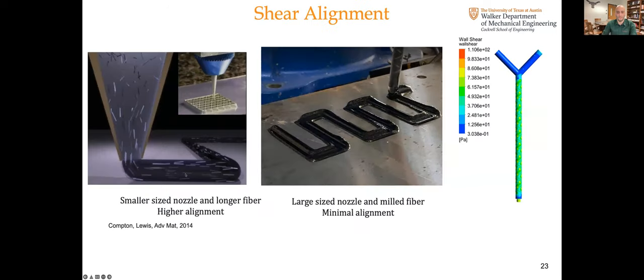So we looked at a much larger section, I'll show you. The reason this all happens is that our nozzle diameter is really large. So when we print these large parts, we don't get that much shear alignment in that nozzle. Whereas if you use a narrower nozzle, then if the fiber length is comparable to the diameter of your nozzle, you can align them.